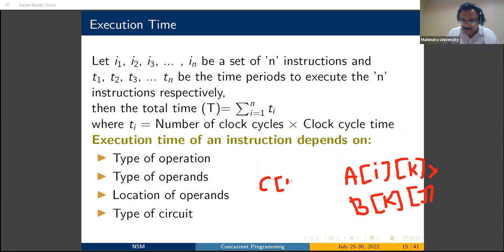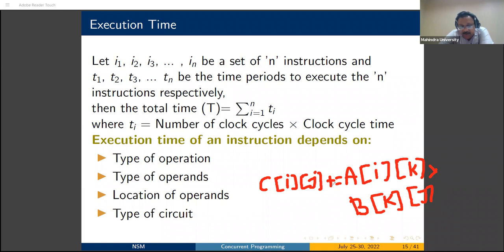For each element, we have to calculate this, right? That means here we are going to write this kind of arithmetic operation, C of ij plus equal to A of ik times B of kj. What is the meaning of that? C of ij equals C of ij plus A of ik star B of kj. And that is the operation. That means in that particular instruction, we are performing multiplication and addition together, right?